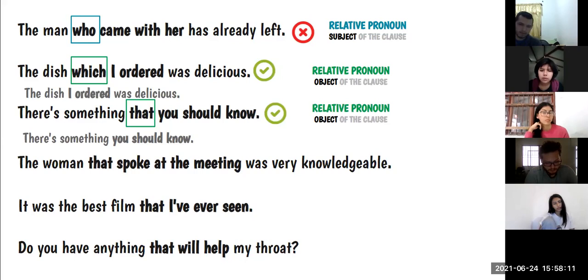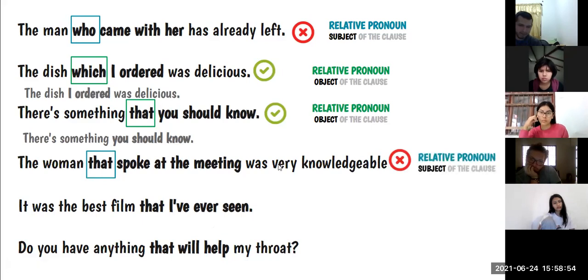Very good. Can we omit it? Podemos omitirlo? Can we omit it? No, teacher. Why not? Because it's the subject of the clause. Very good. That is a relative pronoun, and we can't omit this relative pronoun because it's the subject of the clause.